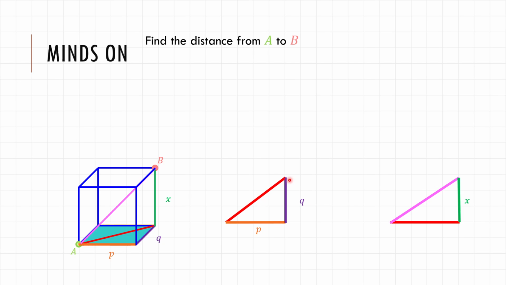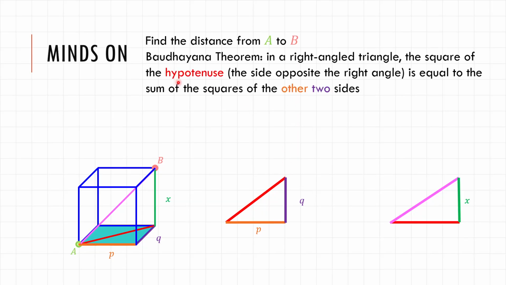And to find the length of the red line, well, I've got a right triangle. I have the legs of the triangle. And to find the hypotenuse, there's a theorem that's quite famous. You may know it as Pythagoras' theorem, but I actually know it as Baudhayana's theorem. Baudhayana was a mathematician in India, and he wrote basically the following hundreds and hundreds of years before Pythagoras was ever born. And he said that in a right angle triangle, the square of the hypotenuse, which is the side opposite the right angle, is equal to the sum of the squares of the other two sides.